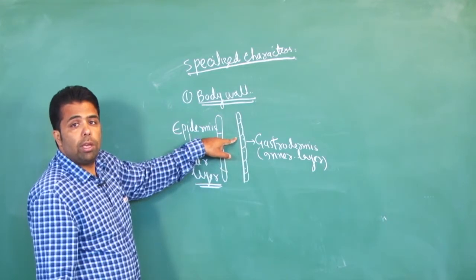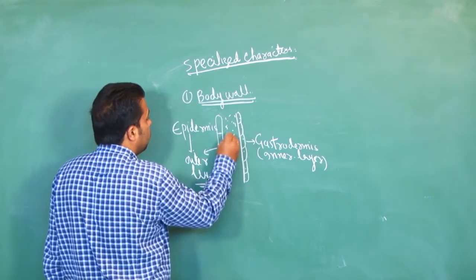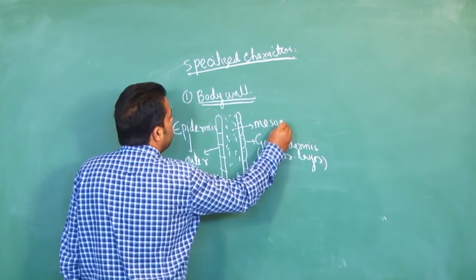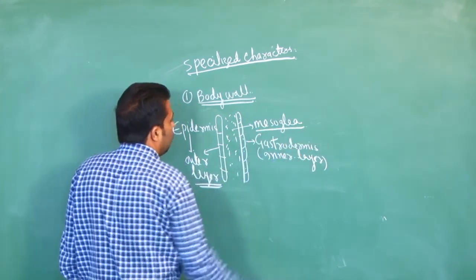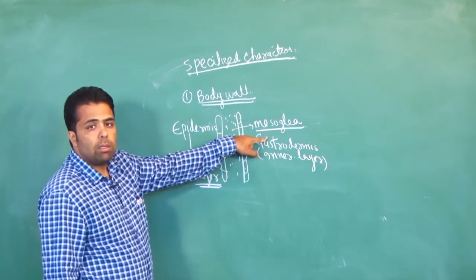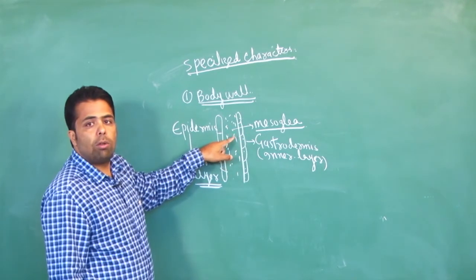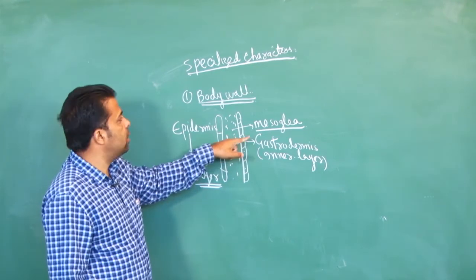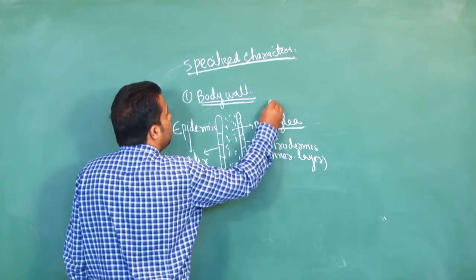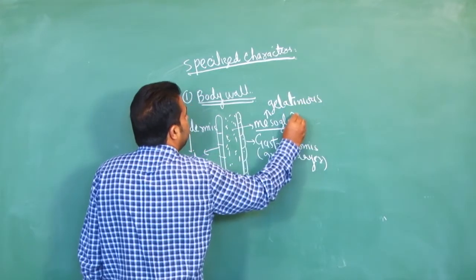In between these two layers, there is a gel-like substance. That gel-like substance is called mesoglia. So between the epidermis and gastrodermis, there is a non-cellular layer, and this non-cellular layer is made up of a gel-like substance called mesoglia. So this is a gelatinous, non-cellular layer.